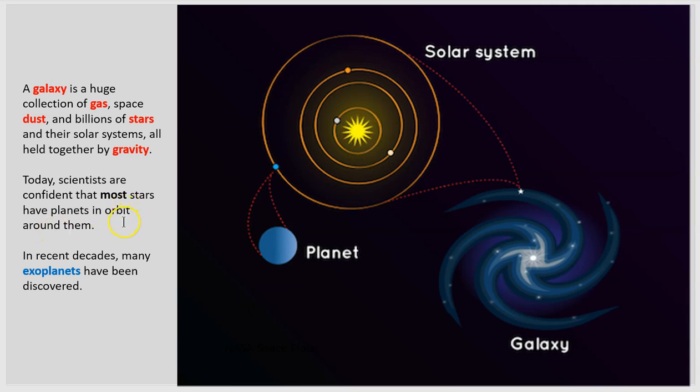But today, scientists are confident that most stars have planets. And in fact, scientists have detected evidence of some of these planets. They're called exoplanets. A planet that orbits another star is called an exoplanet. Now, how do they detect these exoplanets?